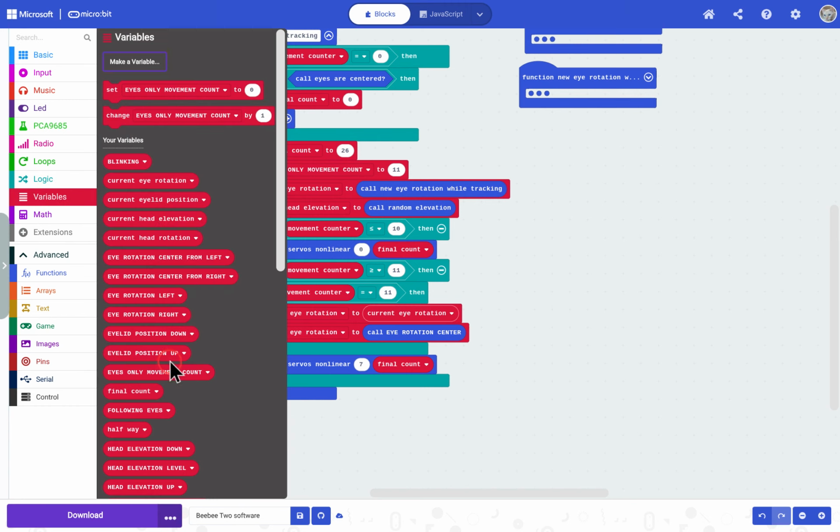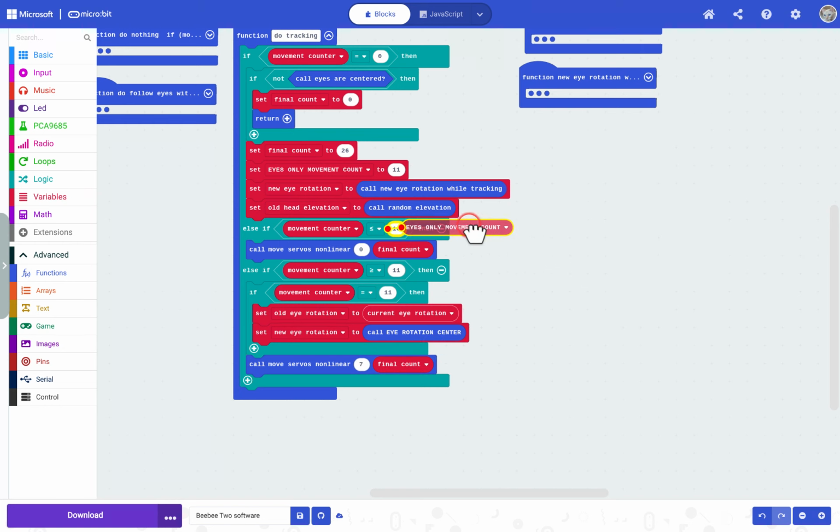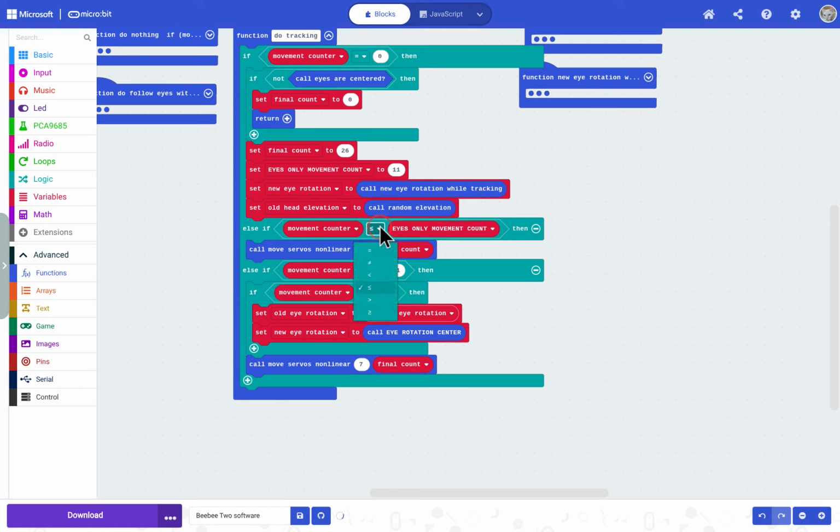Where is eyes only movement count? So now that was less than or equal to, so that's going to be just plain old less than. So from here to almost eyes only movement count, we're going to move the servos non-linear.